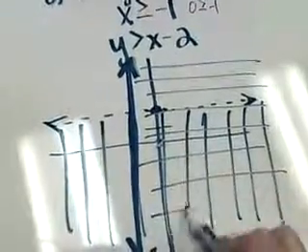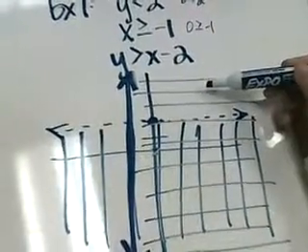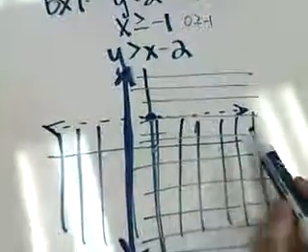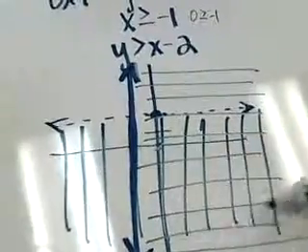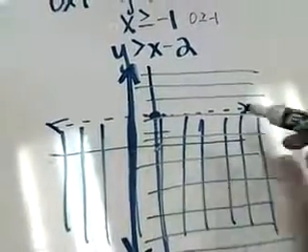Now you can already see kind of where my solutions are forming because it wouldn't be up here. I don't have my first shading. It wouldn't be down here. I don't have my second shading. But right here, I've got both types of shading. So there's where my solutions are beginning to form. Let's do the last one.